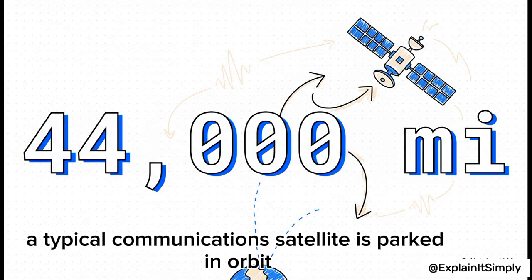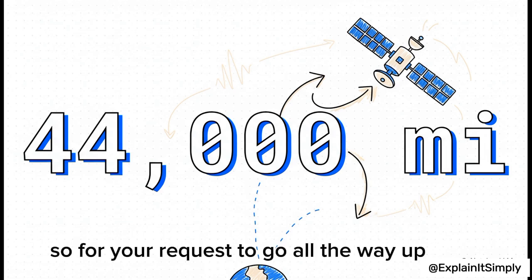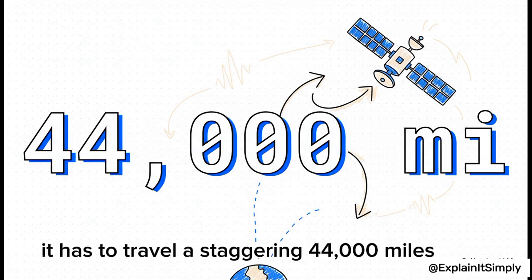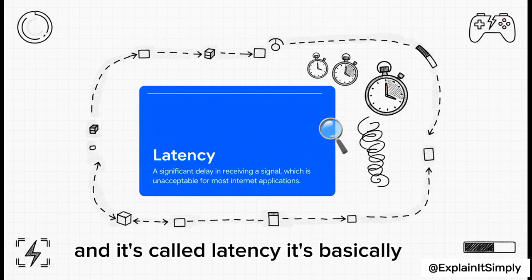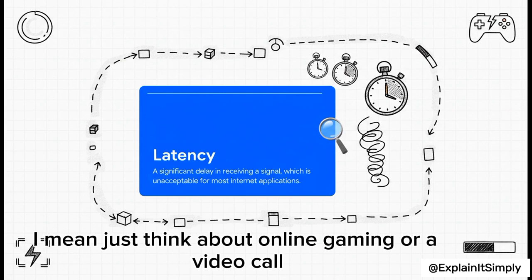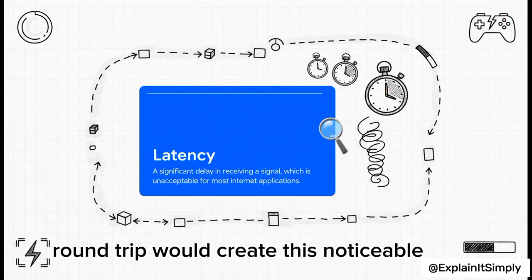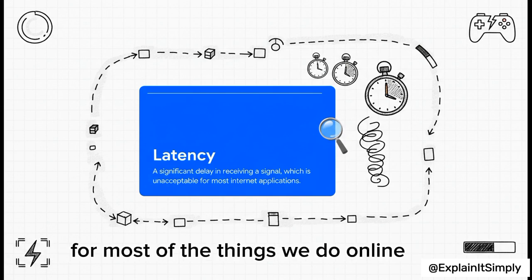A typical communication satellite is parked in orbit nearly 22,000 miles above the Earth. So for your request to go all the way up and for the data to come all the way back down, it has to travel a staggering 44,000 miles. Now, that massive distance creates a huge problem, and it's called latency. It's basically the delay between when you ask for something and when it starts to show up. I mean, just think about online gaming or a video call. That 44,000-mile round trip would create this noticeable, super frustrating lag. It's just not practical for most of the things we do online.